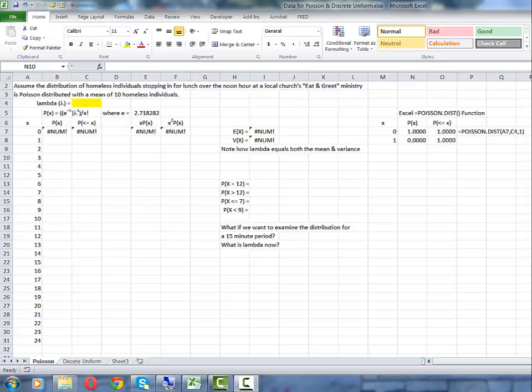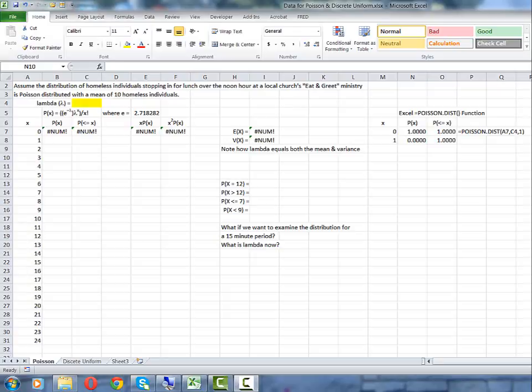Poisson is often used for arrivals. How many people will arrive at a toll booth over the next hour? How many will arrive at a drive-through restaurant window over the next day or 15 minutes or whatever. It's used for a lot of different things, but basically what you're doing is looking at something occurring over a time period.